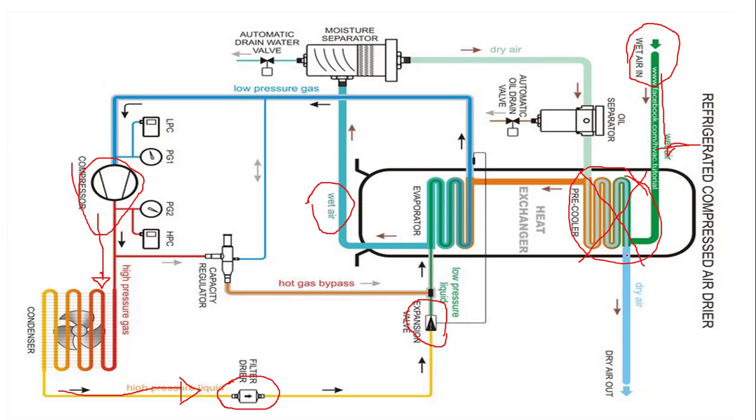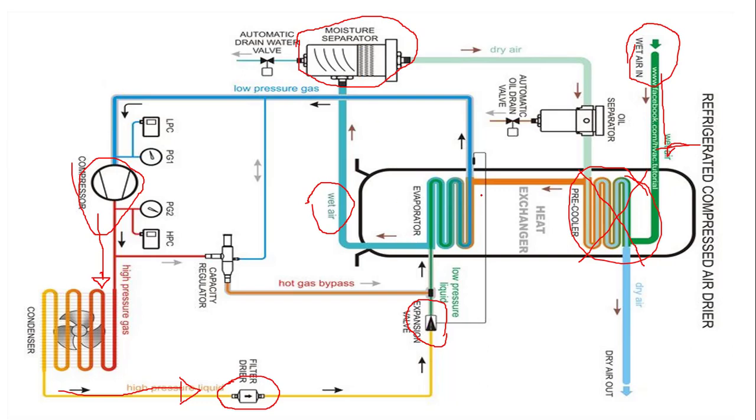The air comes from the air compressor, and when the air passes through this pre-cooler, this air is passed to the evaporator, and in the evaporator the water will be separated from the air, avoiding the water being pumped to the pneumatic system and destroying the tools.